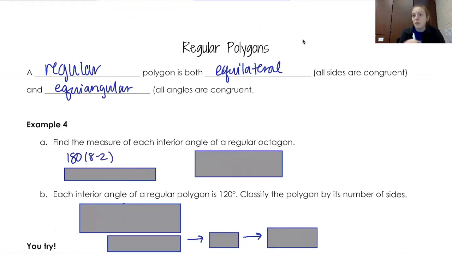So I find the sum of the interior angles of the octagon. That's 180 times 8 minus 2. That gives us 180 times 6, which is 1,080 degrees.